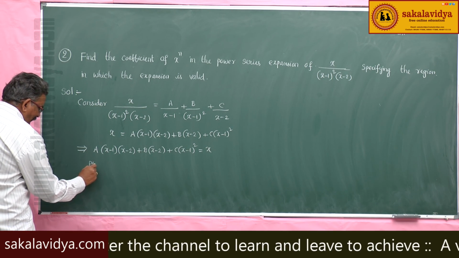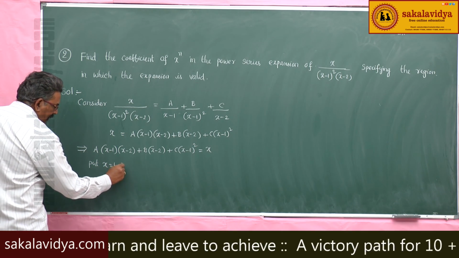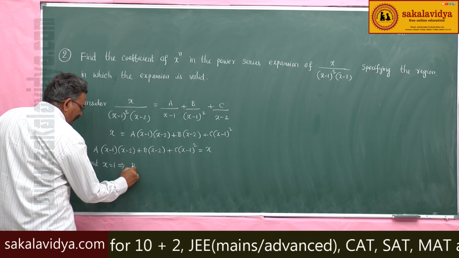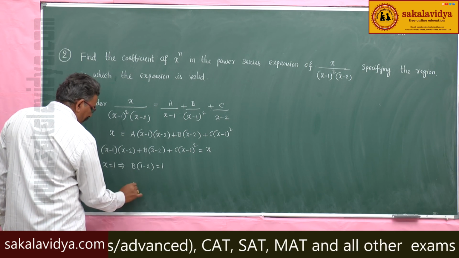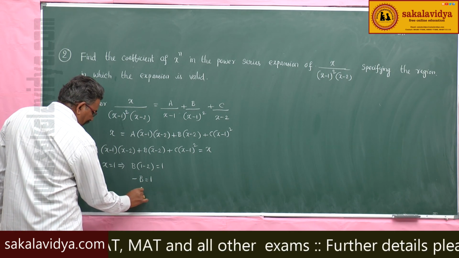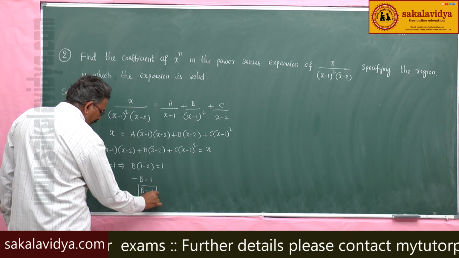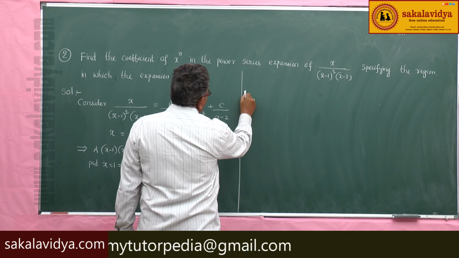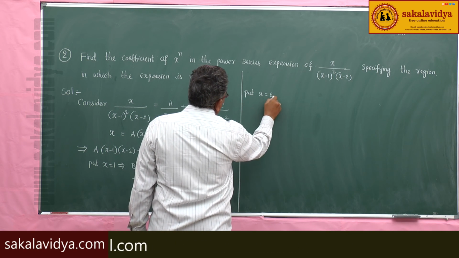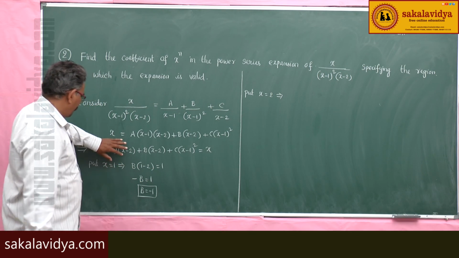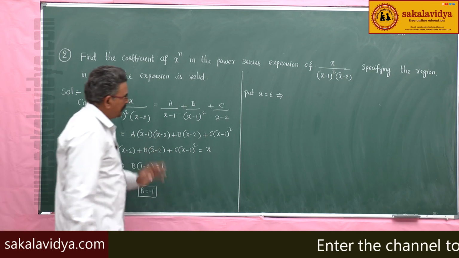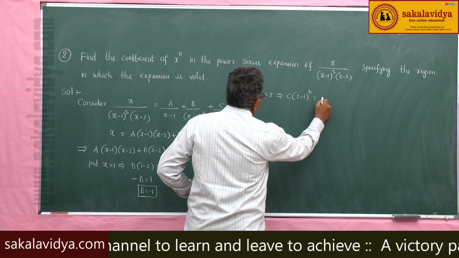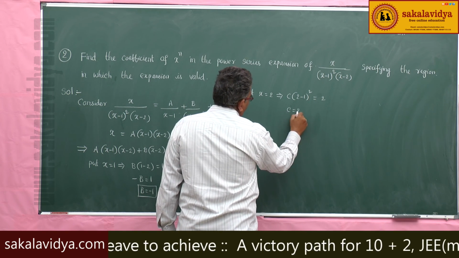Put x is equal to 1. If you put x is equal to 1, this becomes 0, this becomes 0. Now b of (1 minus 2) equals 1. This is minus b equals 1, so b equals minus 1. Now one more substitution, let us do it. Put x is equal to 2. If you put x is equal to 2, this becomes 0, this becomes 0. So we get the c value. c of (2 minus 1) whole square equals 2. This is c equals 2.